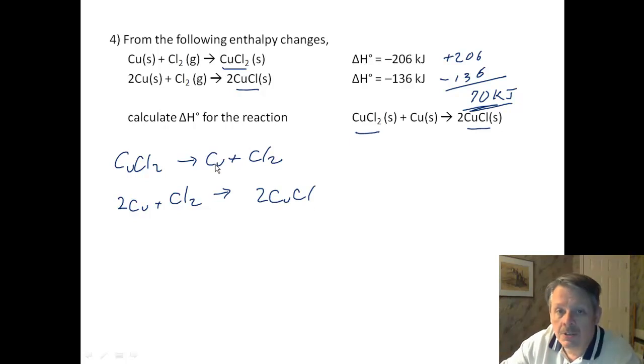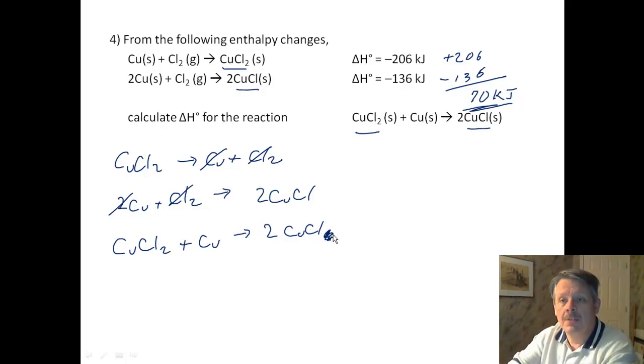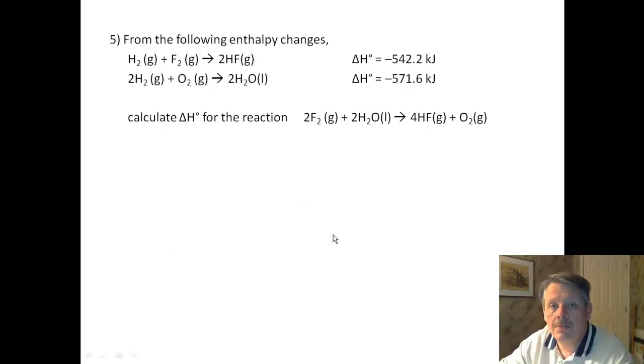Well, I've got Cu on the right, and I've got 2 Cus on the left, so I'm going to end up with just 1 Cu on the left. And the Cl2s disappear because they're on both sides. So I've got CuCl2 plus Cu gives me 2 CuCl2. I'm sorry, 2 CuCls. And that looks right. So our answer of 70 kilojoules looks great.